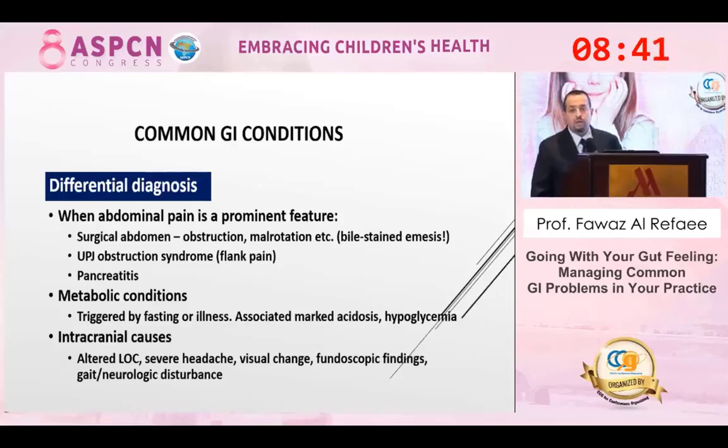We diagnose many conditions in the GI clinic, such as brain tumors, and they come to us in the clinic with vomiting. So please keep your mind very broad and think about non-GI causes of vomiting, like urinary tract infection, pneumonia, metabolic causes, intracranial causes. Always think about other systems when you encounter a patient with vomiting before labeling them as having a GI source of vomiting.